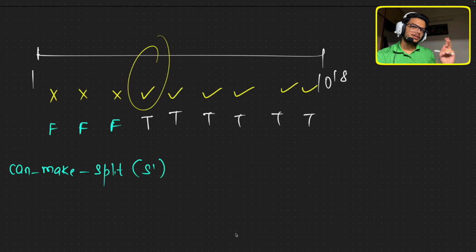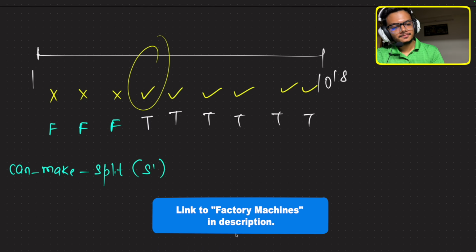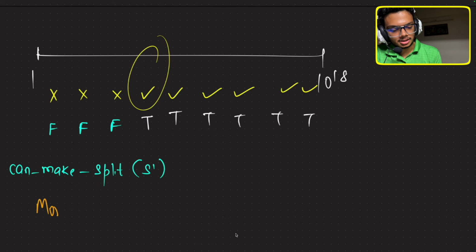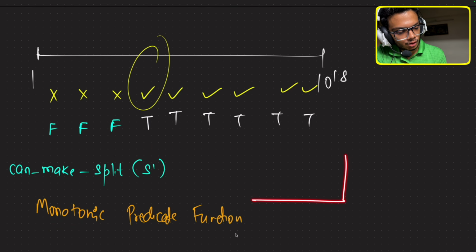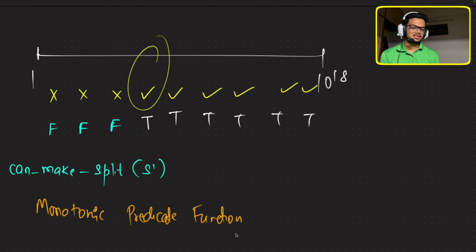So what is this function? Do you recall that problem, factory machines? This is a monotonic predicate function. So why do I call it a monotonic predicate function? It is a predicate function because this function, given a sum s, returns true or false, whether I can create k splits or not, right? And it is monotonic because it is all false followed by all trues, or it might very well be all trues followed by all false. So if you have such functions, these are called monotonic predicate functions, and you can easily do something called a binary search on answer on monotonic predicate functions.